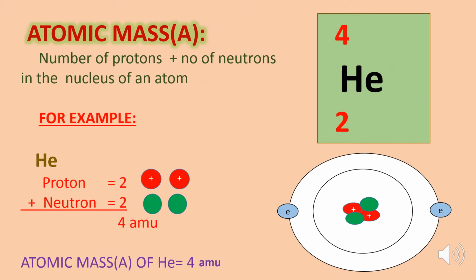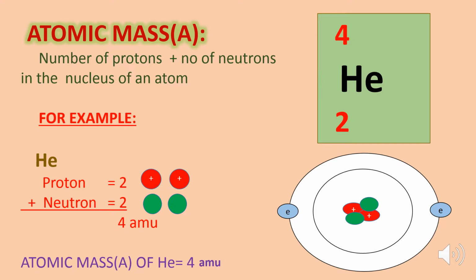Let's talk about the atomic mass. The atomic mass is denoted by a capital letter A. The atomic mass is also known as the mass number or the nucleon number. Why is it called the nucleon number? Because it represents the total number of the protons plus the total number of the neutrons present inside the nucleus of an atom. So let's take an example of the helium again here.